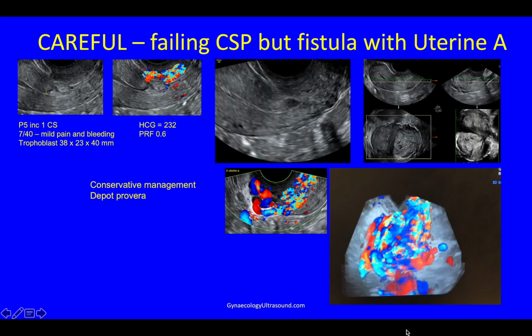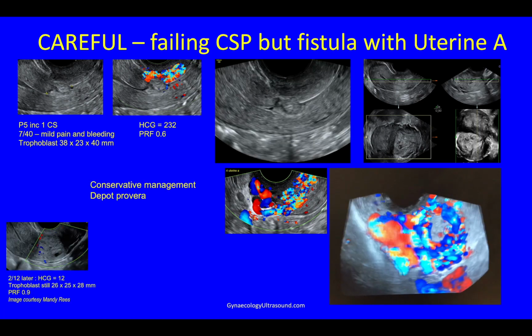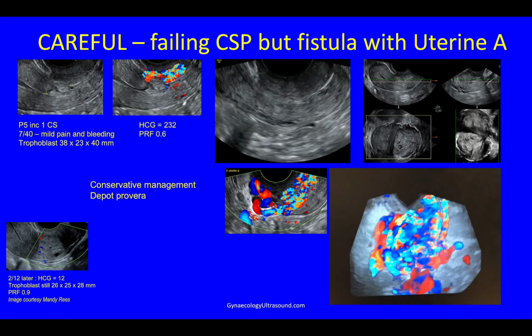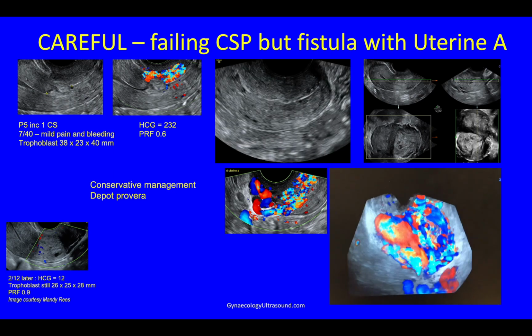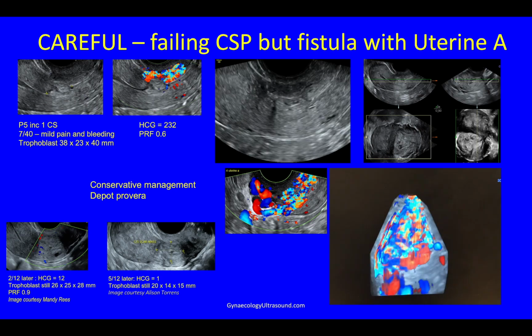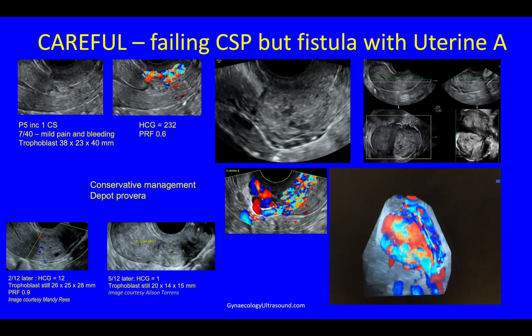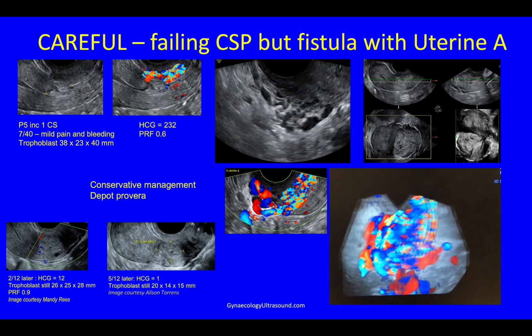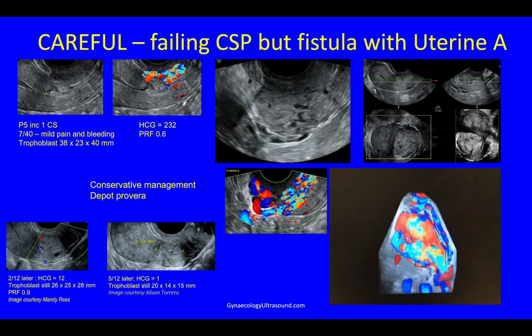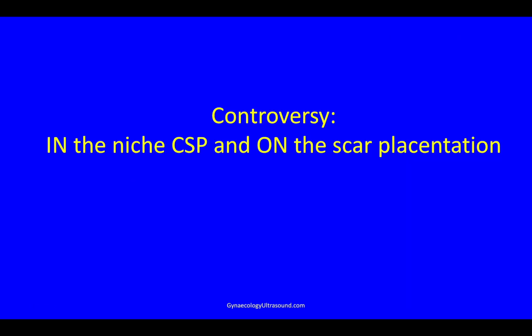The patient opted for conservative management and was given some depot, and a couple of months later the trophoblast was still there. It got slightly smaller, and 5 months later the trophoblast was still present, but again it had reduced in size. The patient remains asymptomatic and is being followed up.